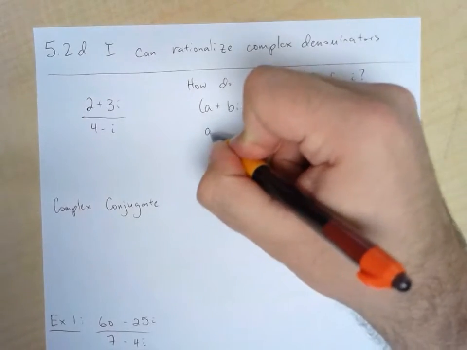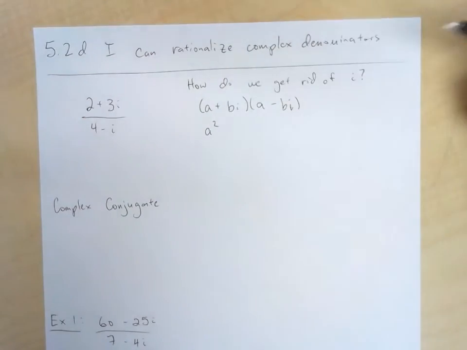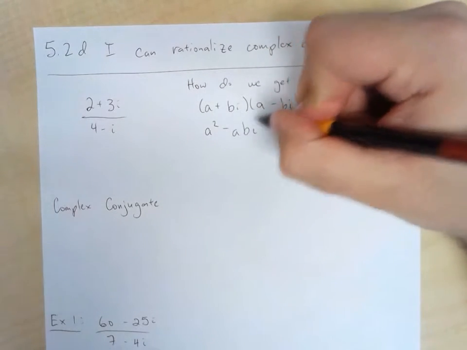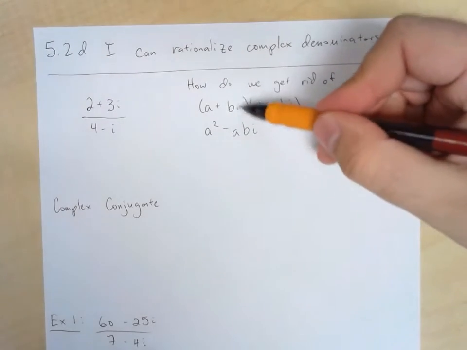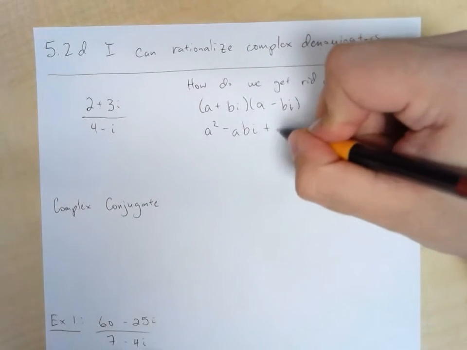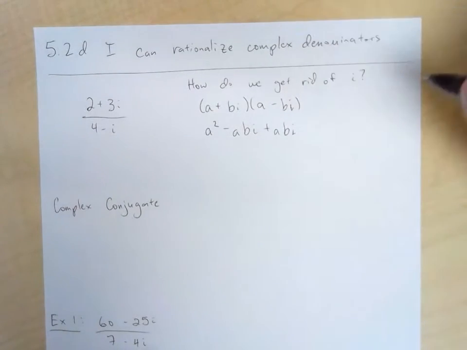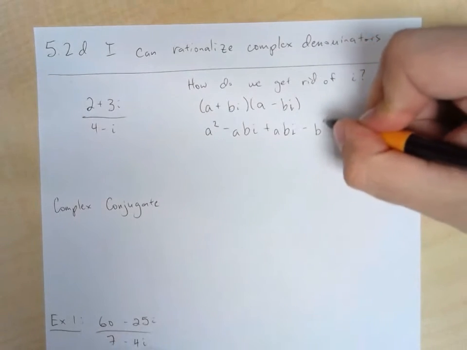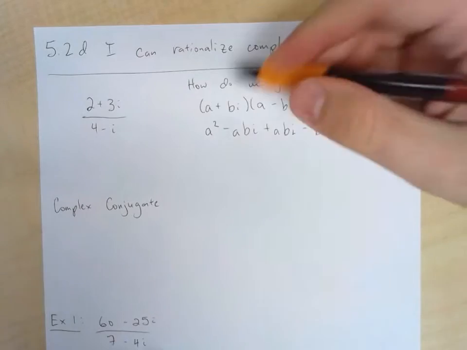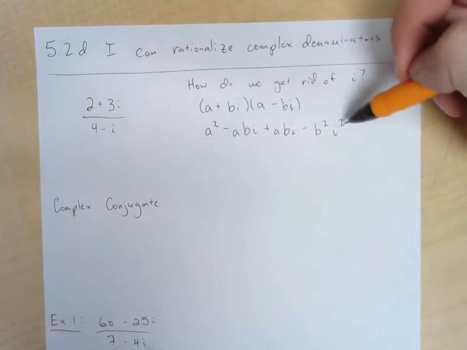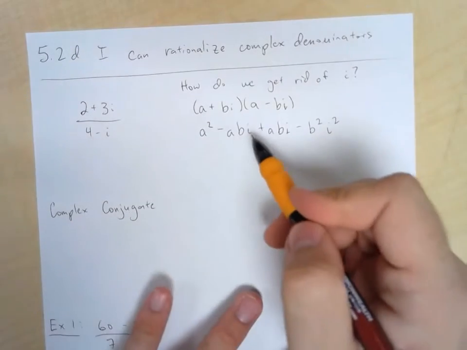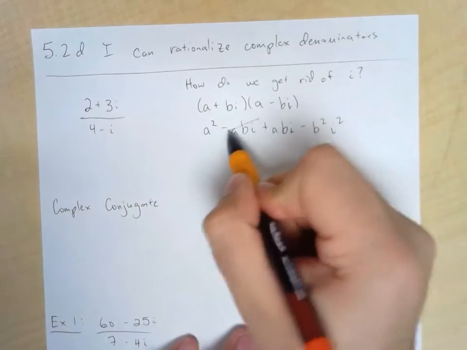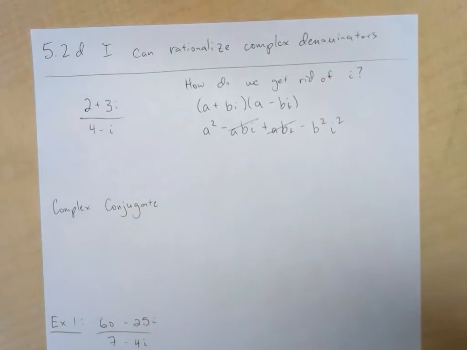A times a is going to give us a squared. And remember, a is just a number and b is just a number. A times negative bi is negative abi. Positive bi times a is positive abi. And positive bi times negative bi is negative b squared i squared. B times b is b squared. I times I is i squared. Alright, so we've got some middle terms that can cancel. A positive abi and a negative abi, we're just going to cross those off, and they're good to go.